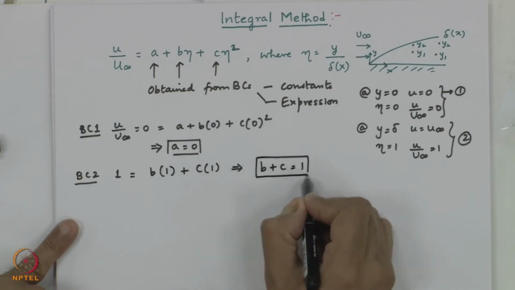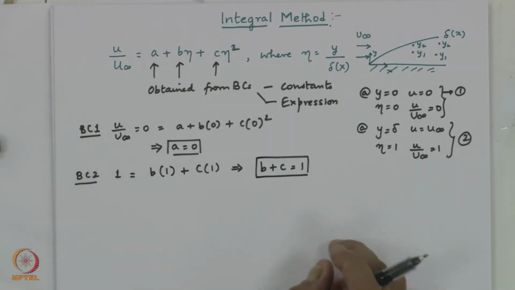I have to have a third condition which gives me another relationship between b and c, so that I can solve for b and c separately, and therefore, I would get u by u infinity as a function of a plus b eta plus c eta square. For greater accuracy of the solution you need a higher order polynomial, but for that you need additional physically relevant boundary conditions. I cannot have any random boundary condition, it needs to be physical.